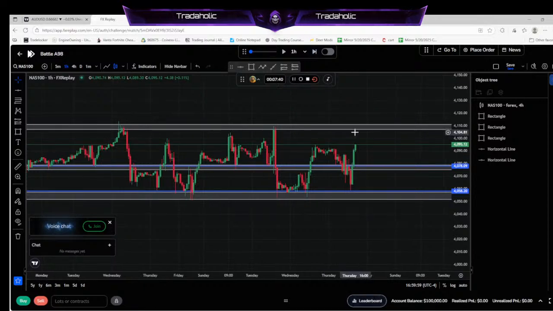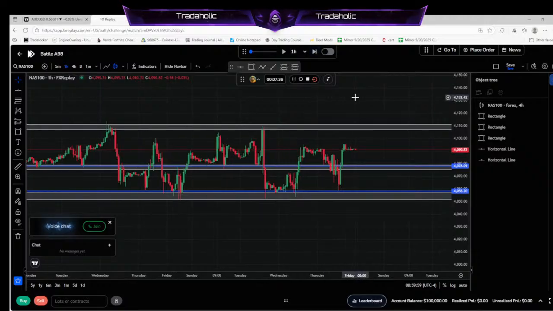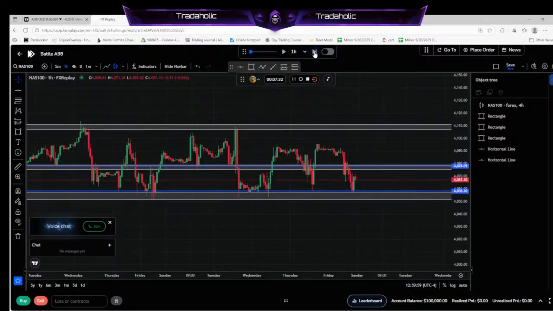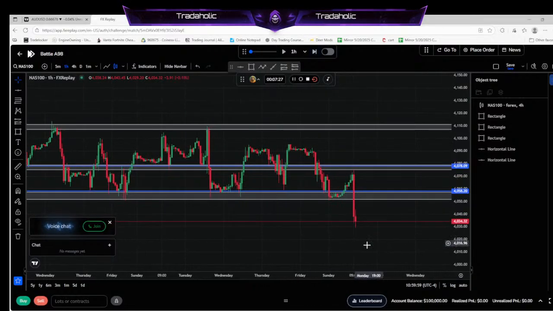What time of the day is this? 16, 17, 18, 19, 20, 21, 22, 23, 24. Okay, just pre-London again. Patient, patient, just consolidation. Don't really want to trade this consolidation. Let's wait for a breakout. Okay, we got a breakout right over here.